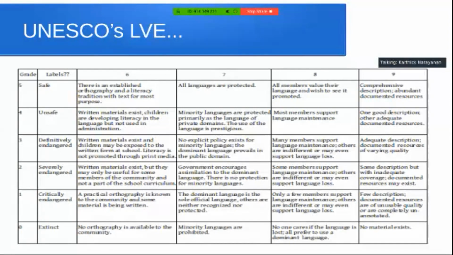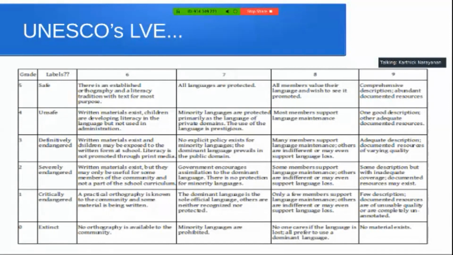And grade 1, which might be critically endangered, is where the dominant language is the sole official language. Others are neither recognized nor protected. And here there is active assimilation. The state actively encourages you to learn the official language, and that is the only language that is protected, and the rest of them are not.